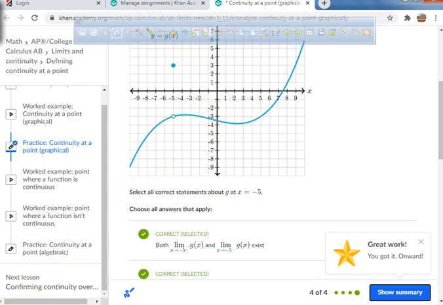So I hope that was helpful. Hope you took some notes, and I hope you understand how to read this notation.